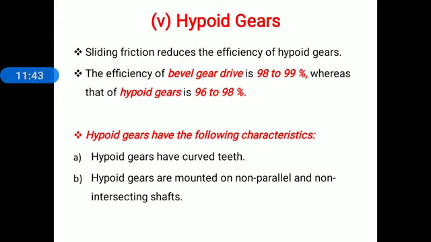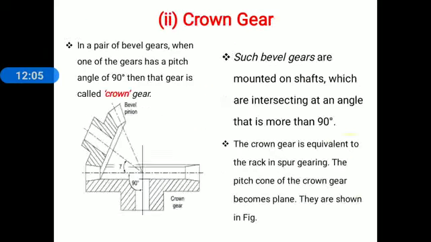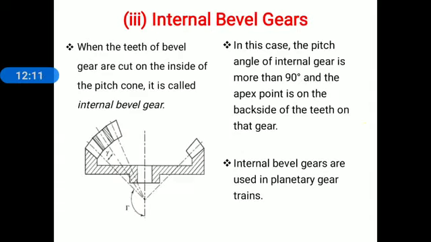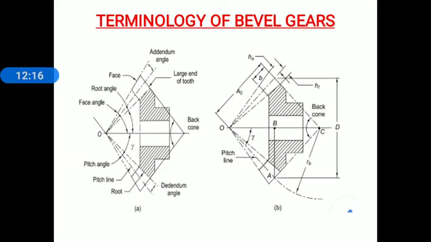Okay, this is the first point in this lecture, types of bevel gears. First we discussed the broad classification, straight and spiral bevel gear. Second, based on pitch angle, that is external bevel gear, internal bevel gear, and another special category of bevel gear, in which we discussed the mitre gear, skew bevel gear, crown bevel gear, internal bevel gear, spiral bevel gear, hypoid bevel gears. Okay, now let me move to the next point, terminology of bevel gears.